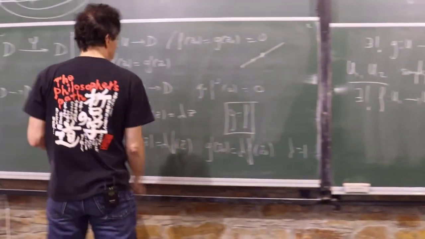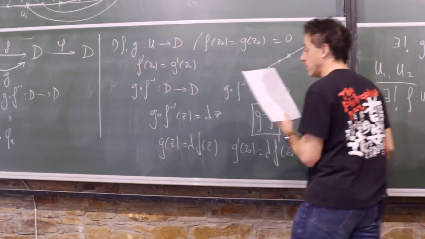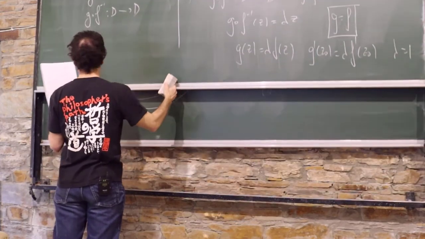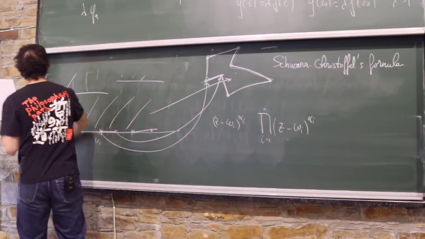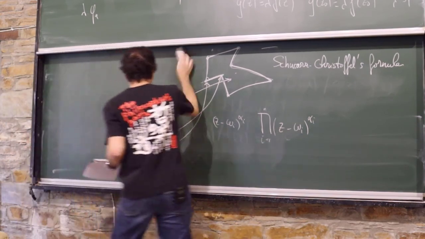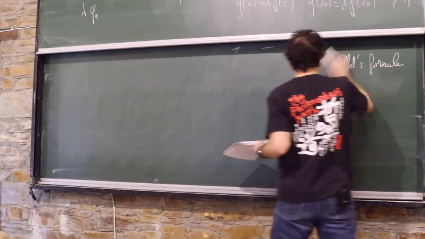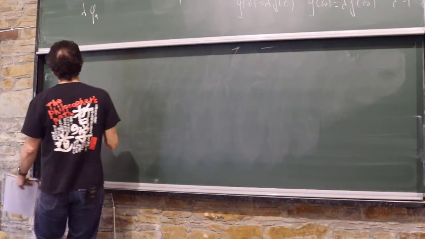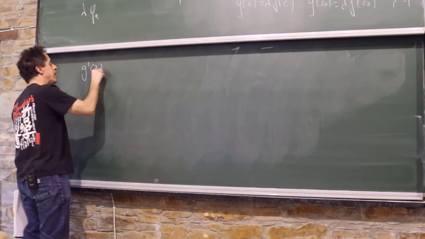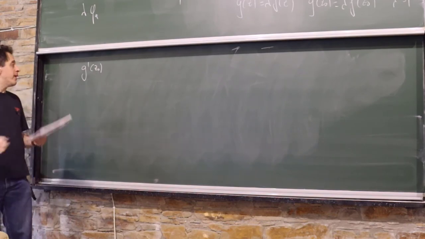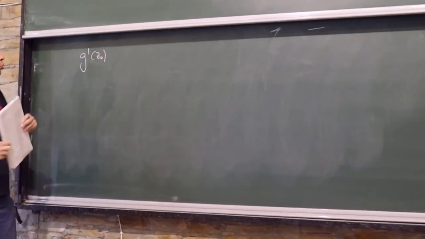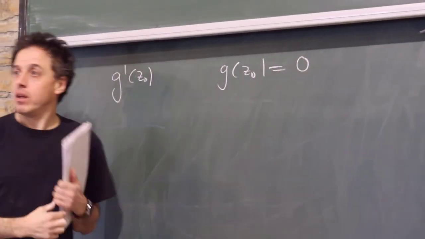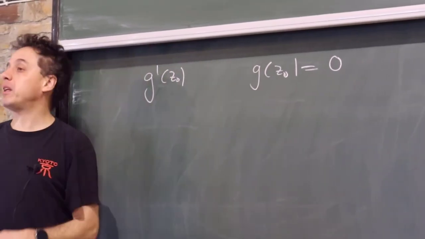And there are some more consequences of the result I could state. In fact, we have constructed a function in the proof of Riemann's theorem such that g prime of z0 is maximum in modulus. This condition allows you to say that g of z0, in fact, must be 0. If this is maximum, the value must be 0.